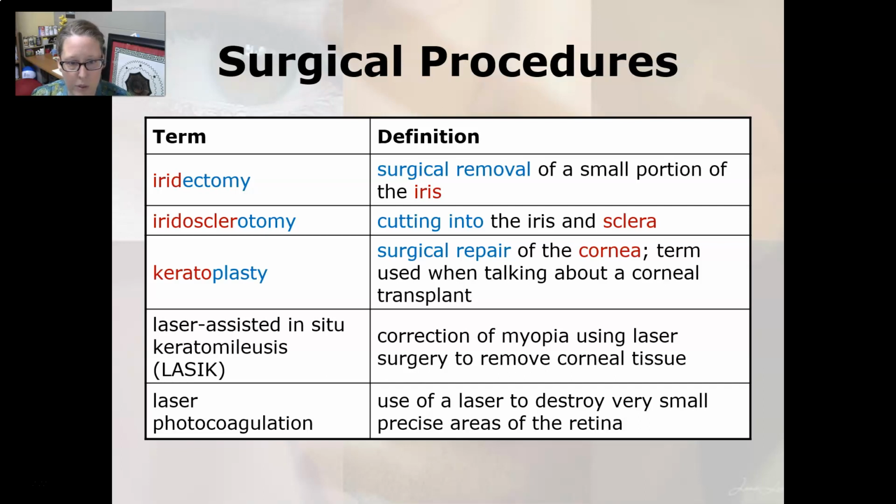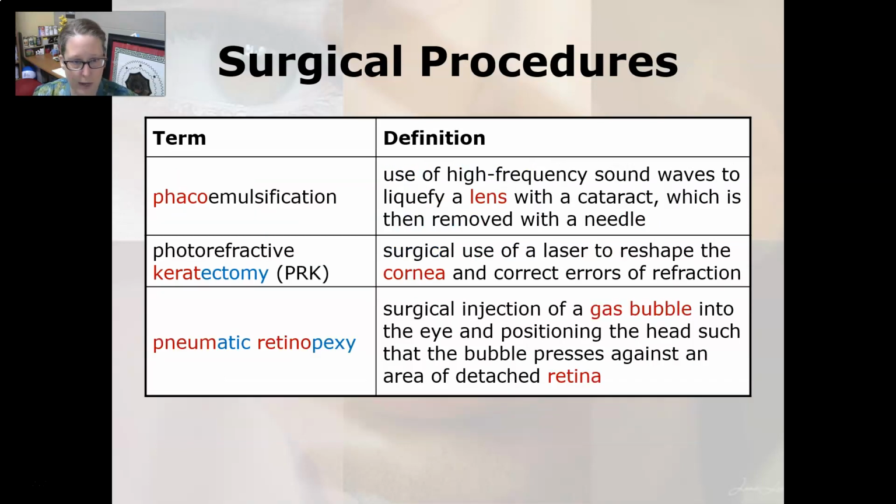Laser-assisted in situ keratomileusis, or LASIK surgery, is a correction of myopia, which is nearsightedness, using laser surgery to remove corneal tissue. And laser photocoagulation is the use of a laser to destroy very small, precise areas of the retina. Phacoemulsification is the use of high-frequency sound waves to liquefy a lens with a cataract, which is then removed with a needle, and then of course you would put in a surgical lens implant.